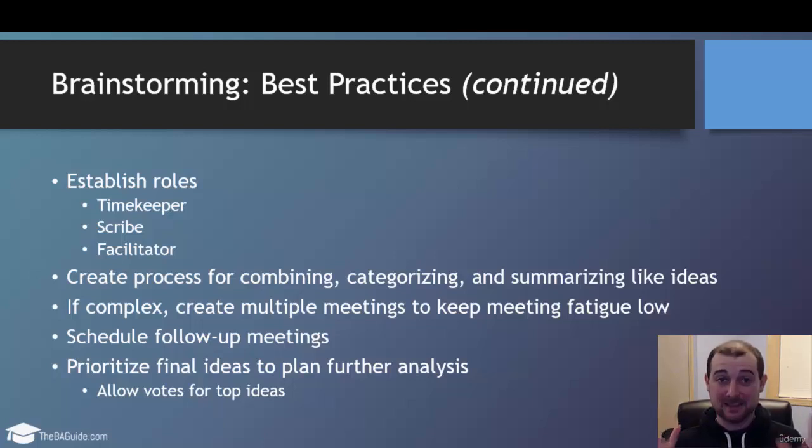So I hope that helps. That's brainstorming. Great elicitation technique, but definitely is used at a high level, not to get into the details.